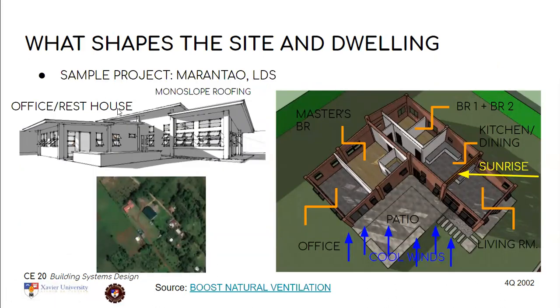I also had one project in Lanao del Sur where I had to orient a house by using the natural cool breeze. And when I say cool breeze, in this system, this is 18 to 20 degrees centigrade. That's almost like you have a free air conditioning system. So the design was for an office or rest house with a monoslope roofing. And you'll notice in this orientation, in this graphic detail, cool winds were properly adapted for the building.